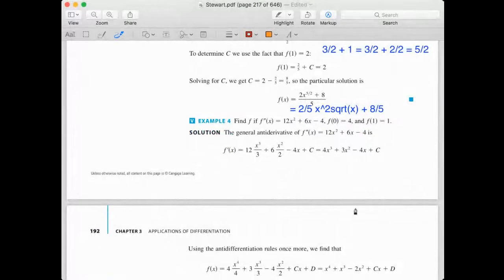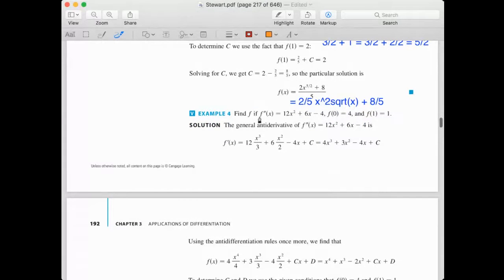All right, let's see example 4. Example 4, we're given a second derivative. So the second derivative is 12x squared plus 6x minus 4. Then we're given 2 points. We're given (0, 4) and (1, 1). All right, so we want to find the original function. So let's find the first derivative.